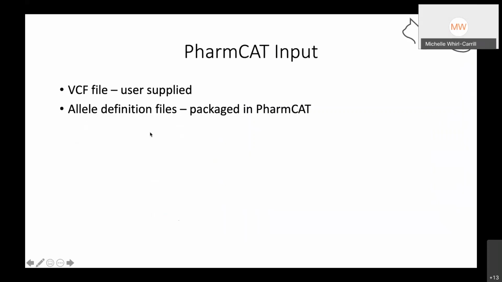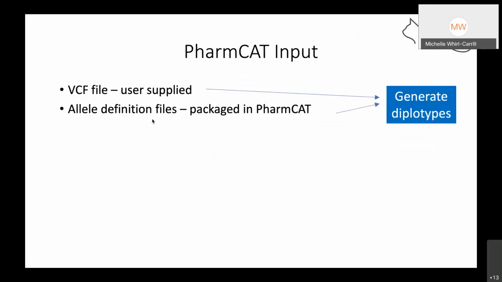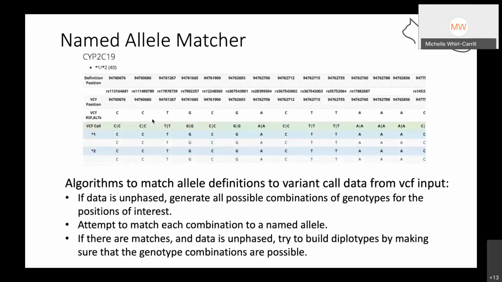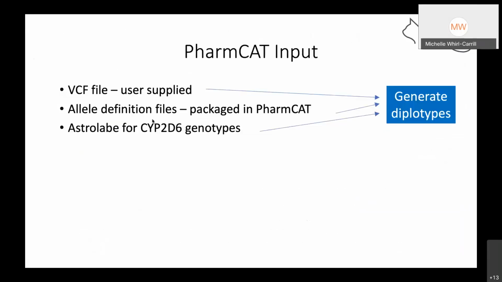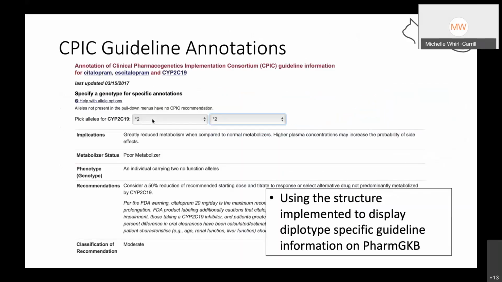We take the definition files that I showed you from CPIC that were based on PharmVar. Those are used in PharmCAT, definition files like this. We use that to generate the diplotypes. We have a whole software package that does that. We have a separate way for calling CYP2D6 genotypes. That's a whole different can of worms. I'm not going to go into that here.